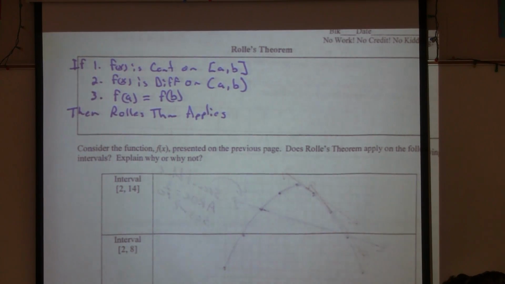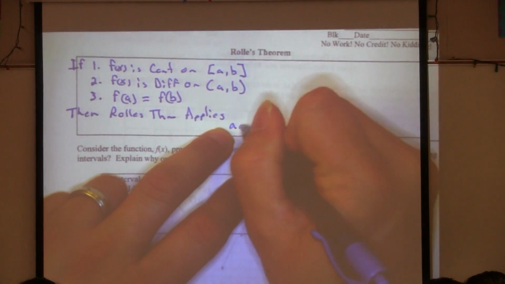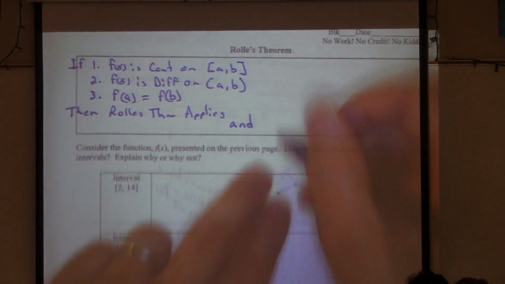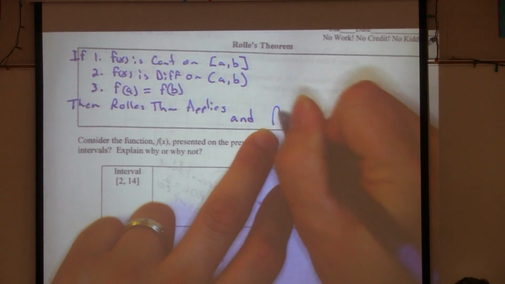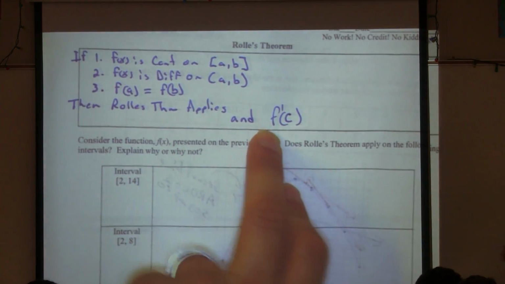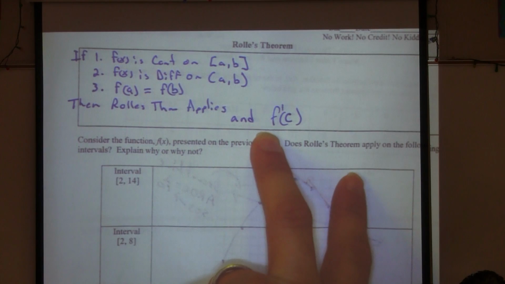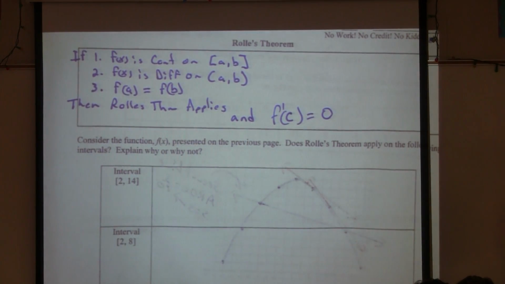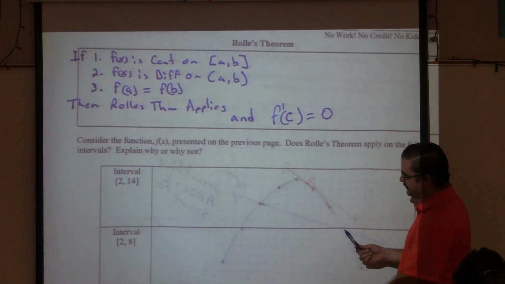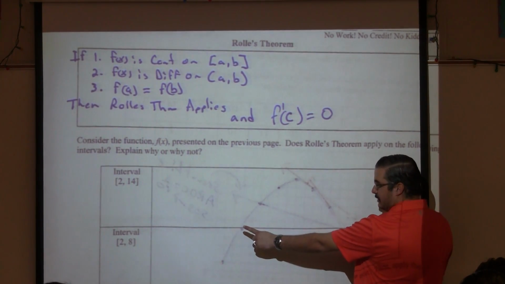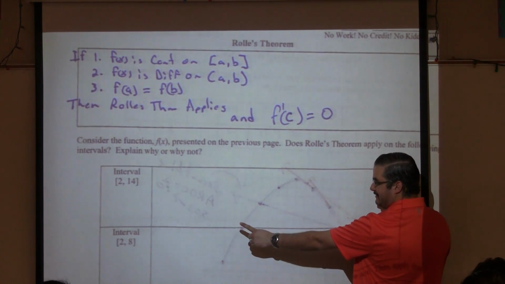Good? Okay? And what does Rolle's theorem guarantee? Okay, so Rolle's theorem applies and that means that at some point C in that interval AB, the derivative has to equal, what do you think? To 0. Okay, so you can see my writing here, right? Let's say I'm going from here to here. Somewhere between here and here, the derivative has to equal 0.